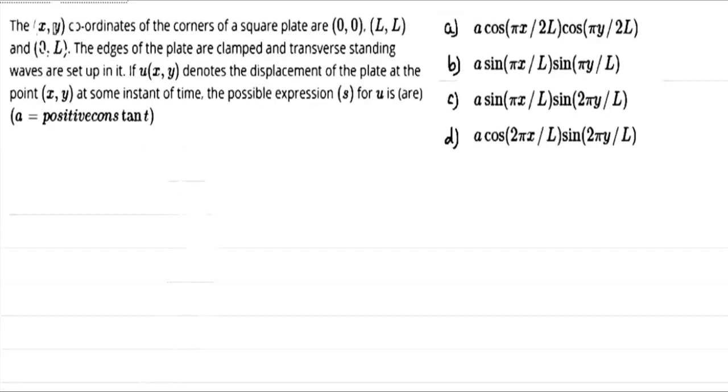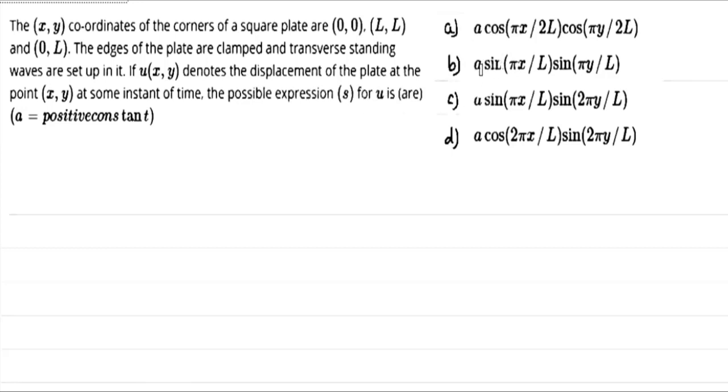Hello everyone, let us start with our question. In this question, what is given? The xy coordinates of the corners of a plate are given as (0, 0), (L, 0), (0, L), and (L, L). Now the edges are clamped and transverse waves are set up. If u(x, y) denotes the displacement of the plate at point (x, y) at some instant, what could be the possible expression for u?